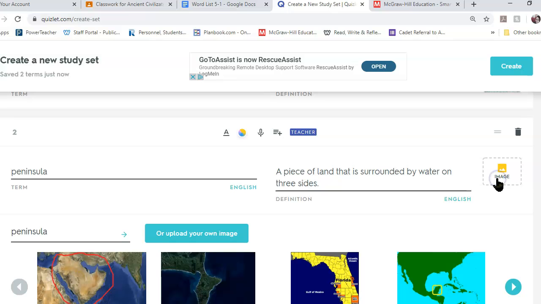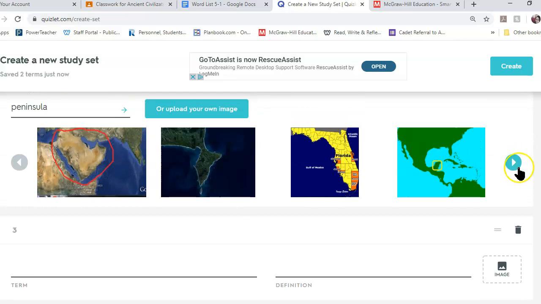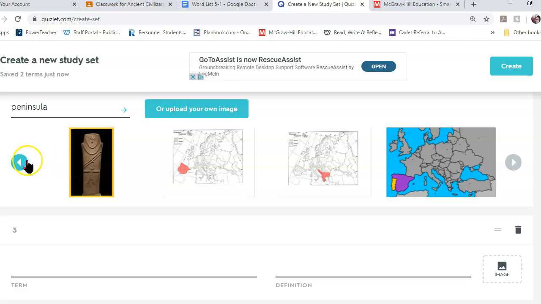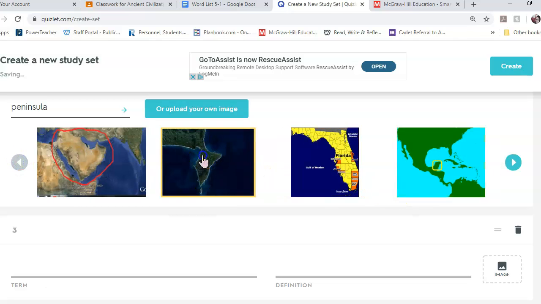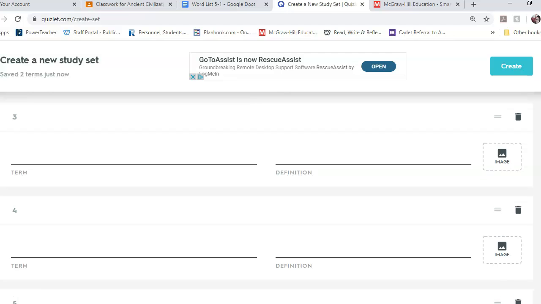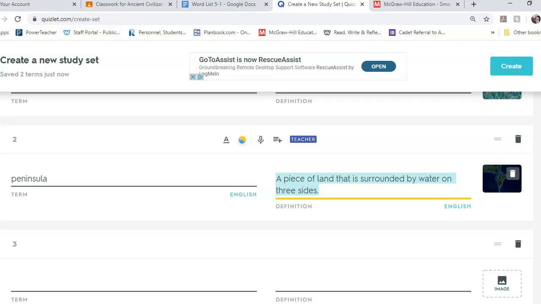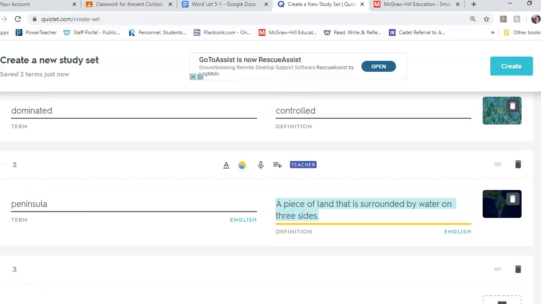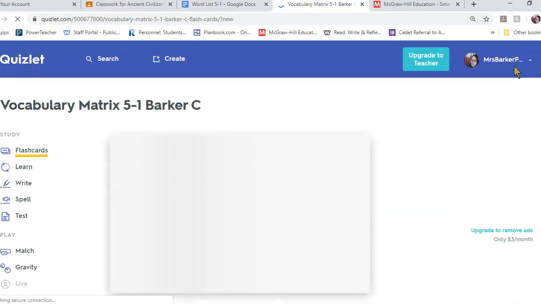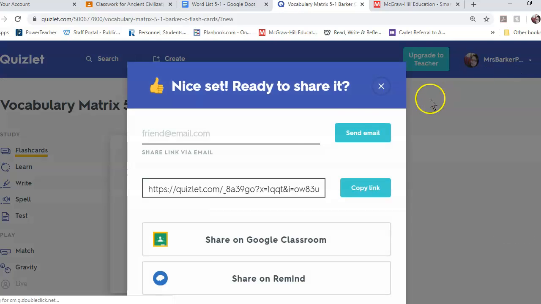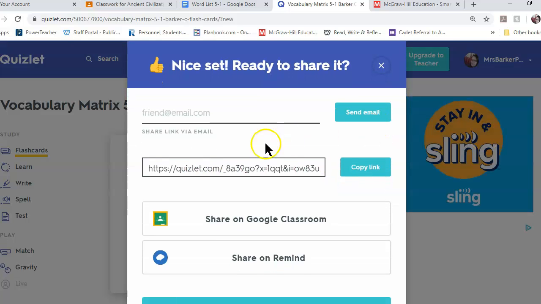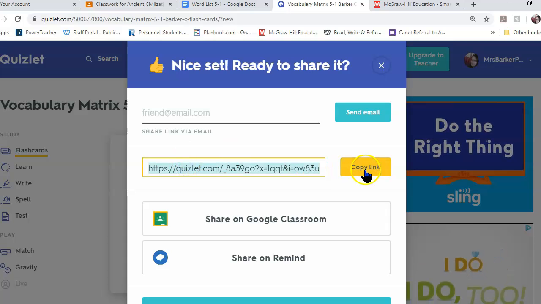And then I'm going to choose image, and I'm going to go through and find an example of a peninsula here. And the easiest peninsula is probably this. I'll just choose that one. And that gives me my second word. See how much easier this is than the paper one. So let's say I finish this off. When you are done, you'll click create. Okay. And you will see here, click on copy link.